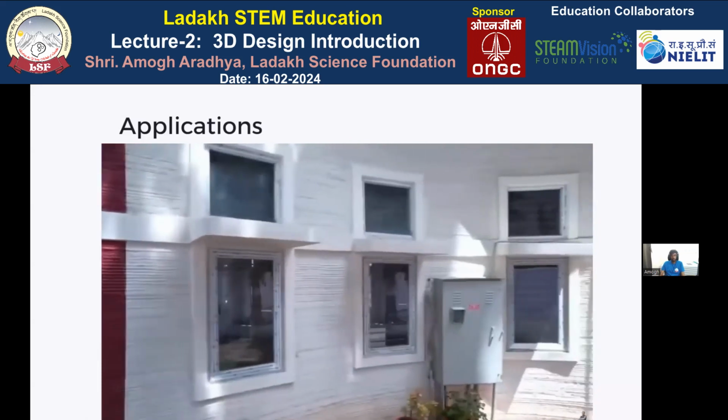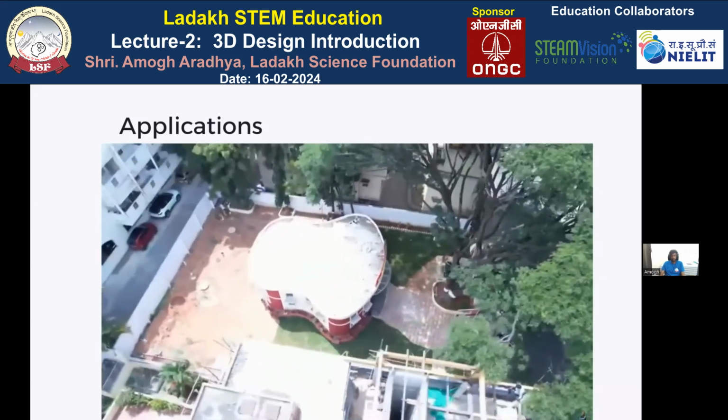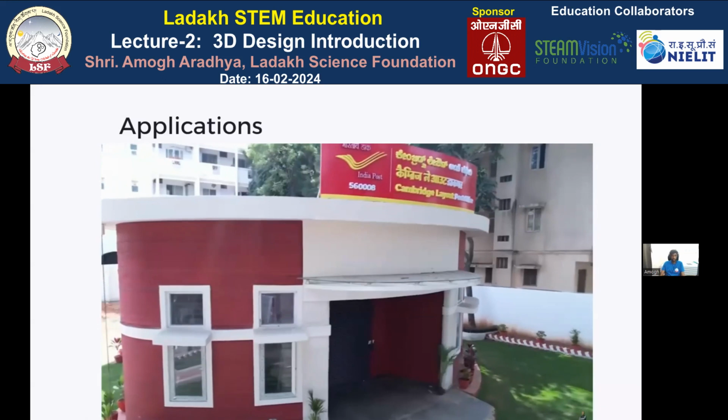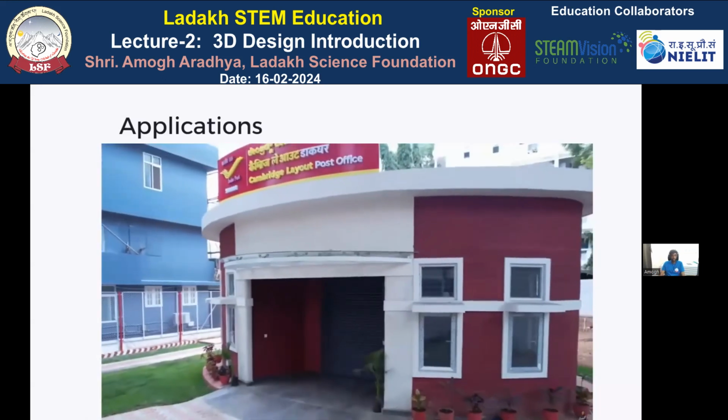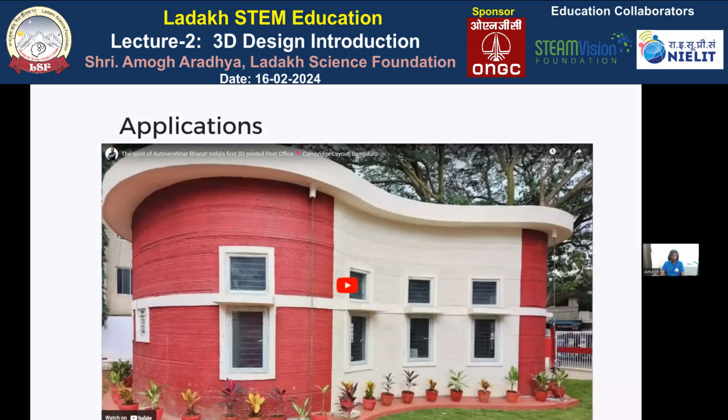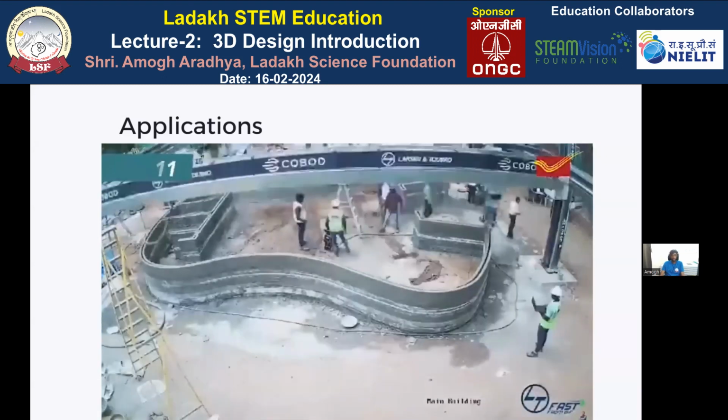Of course, there is some post-processing involved, where they have to do patchwork and painting. But this was ready within 3 days. This post office was built completely using a 3D printer in Bangalore, and it was ready within 3 days. Normally, constructing such a building would take around 2 to 3 months, even though it's a small building, if you lay bricks the conventional way. But because of 3D printing, it happened very quickly.